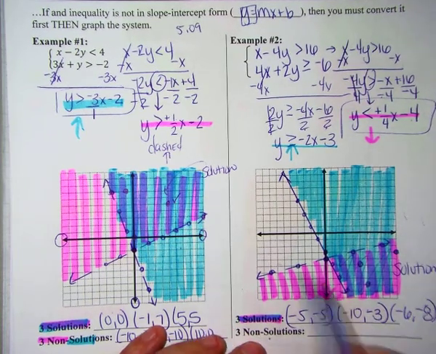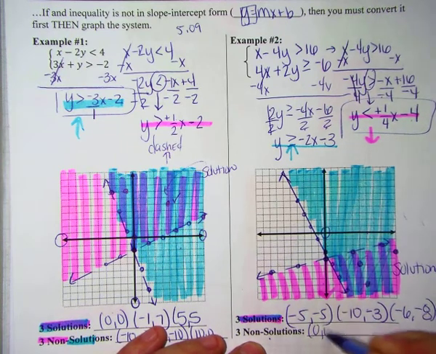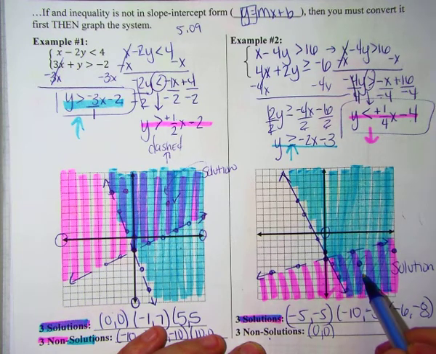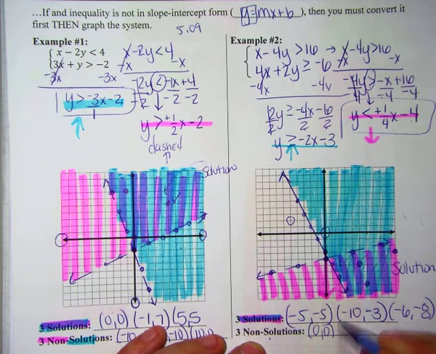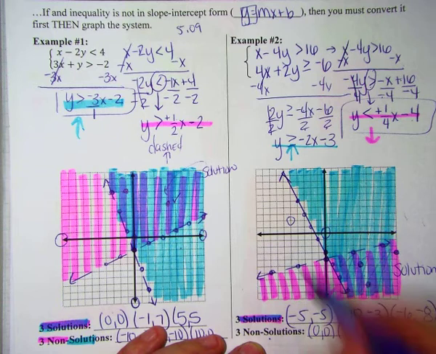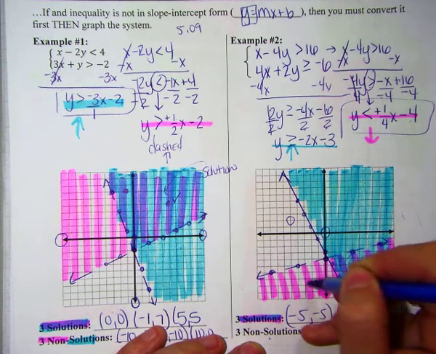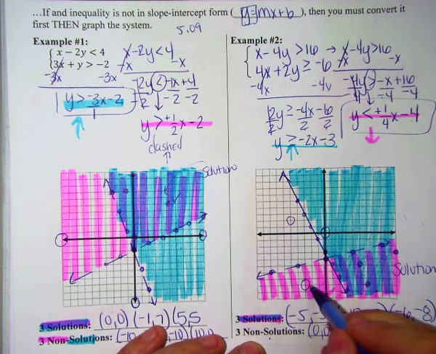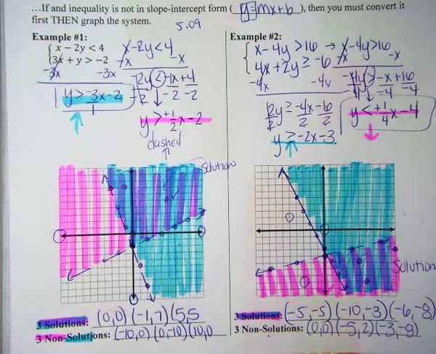Non-solutions are anything outside of that overlap. So for example, 0, 0 is not a solution. It might be a solution to blue, but it's not to blue and pink. Negative 5, 2 is a solution to neither one. And then maybe negative 3, negative 8. This might be a solution to pink, but it's not a solution to blue, so it's not a solution to the system.